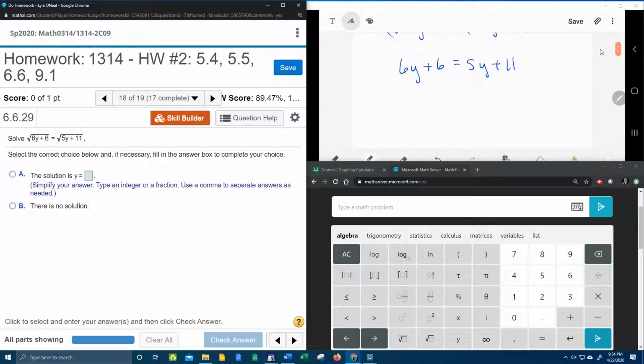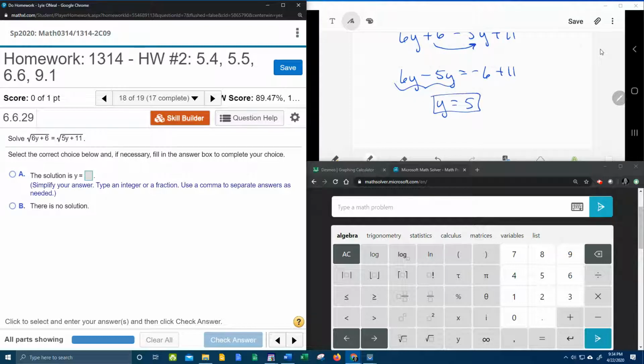Two steps and we're done. So we're going to move the 5y this way. We're going to move the 6 this way. That's going to give me 6y minus 5y. That 6 is going to become negative 6 plus 11. And combine like terms. 6 minus 5 is 1y, which is just y. Negative 6 plus 11 is 5.